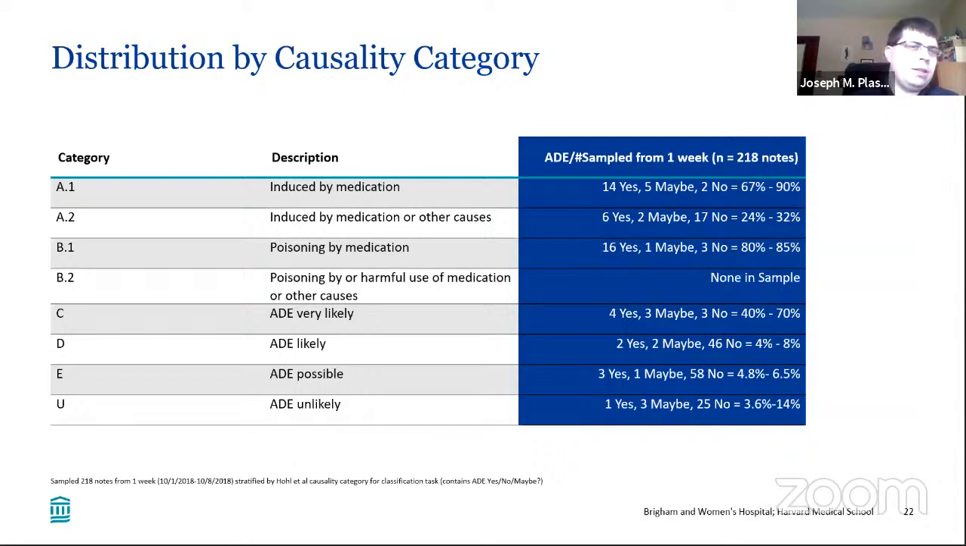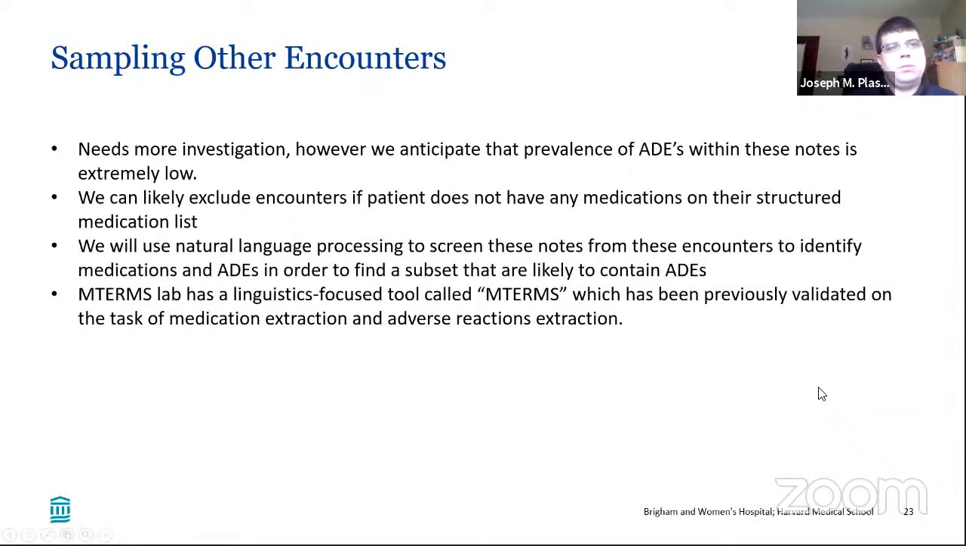And so the B1s, we had 80 to 85% would be considered ADE. The Cs, it was in the 40 to 70% range. The Ds and Es were about 4 to 8%. We reclassified the 19 maybes in a later step when we focused on defining our annotation schema. So ADEs are potentially documented in visits that aren't associated with diagnoses previously studied. So this step needs a little bit more investigation.